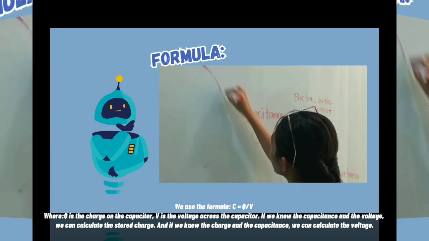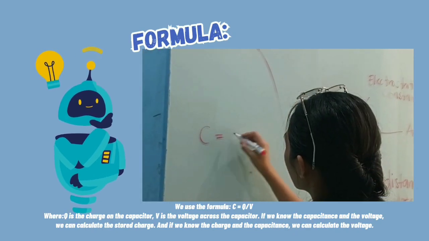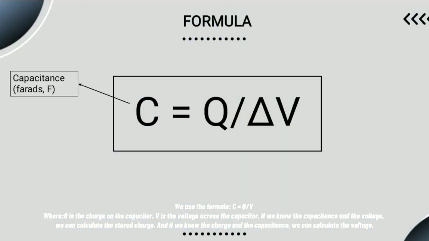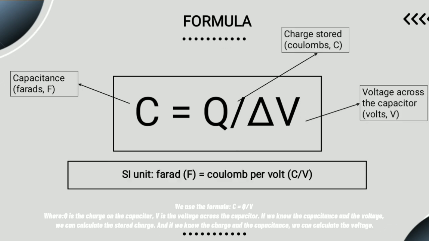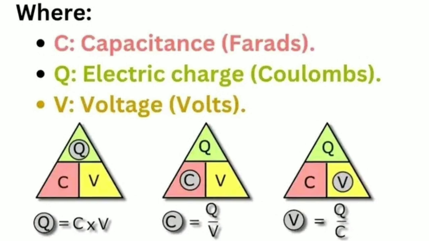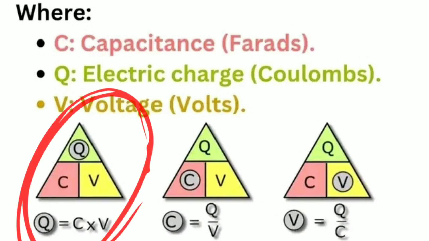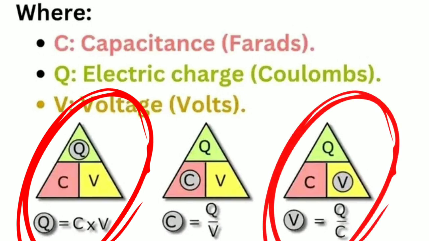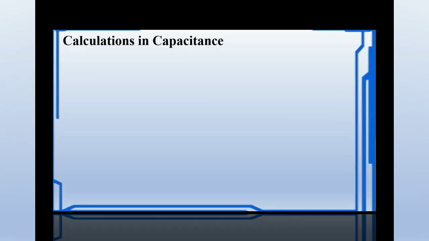We use the formula C equals Q over V, where Q is the charge on the capacitor, and V is the voltage across the capacitor. If we know the capacitance and the voltage, we can calculate the stored charge. And if we know the charge and the capacitance, we can calculate the voltage. Let's go through an example together.